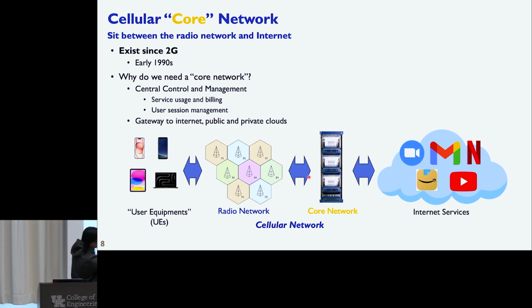and then you can access the backend internet services through the cellular networks. And in that sense, the core network essentially acts as a gateway that sits between the radio network and the internet services to offer backend connectivity to the user devices.